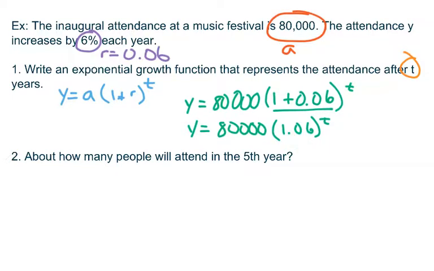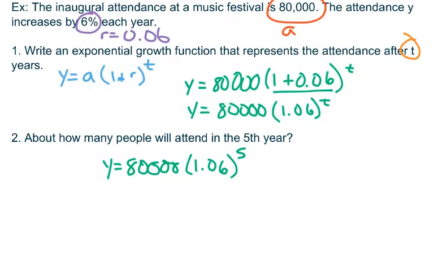Question number 2, about how many people will attend in the 5th year. So now we're given a time, 5. We're going to plug everything in, so we're going to have y equals 80,000 times 1.06 to the 5th power. And you can type this in exactly like this on your calculator. You don't even need to worry about the order of operations because your calculator will do it for you.